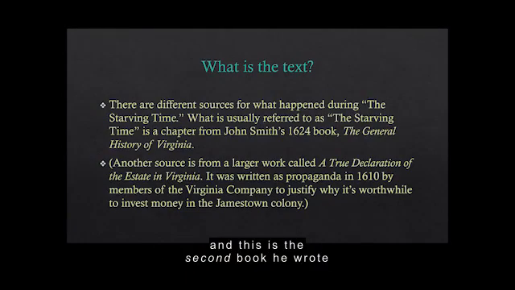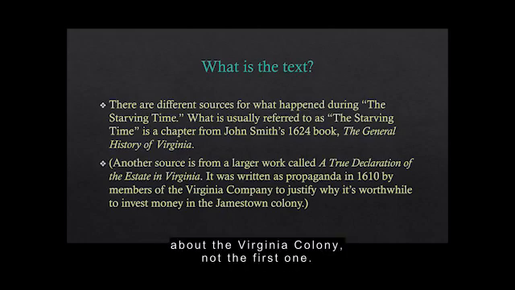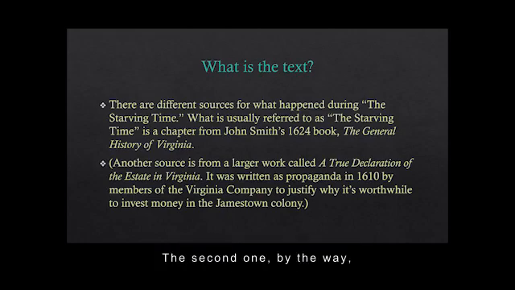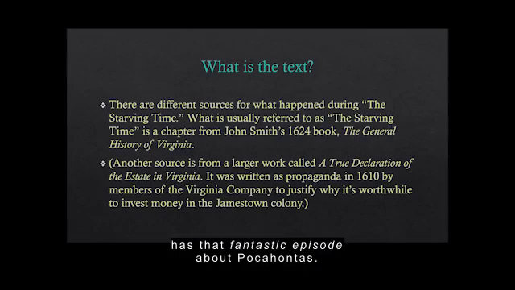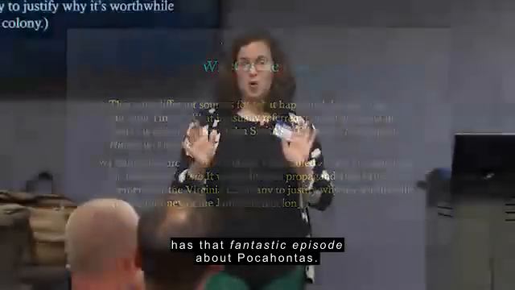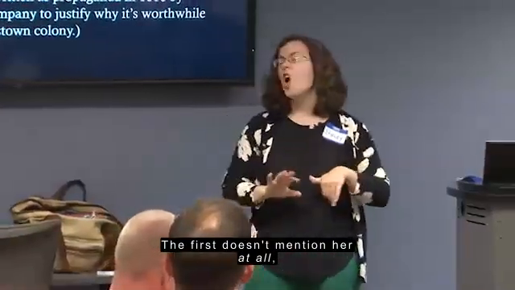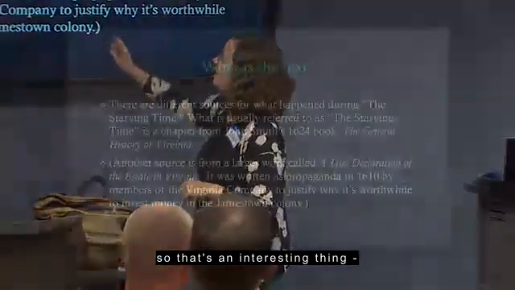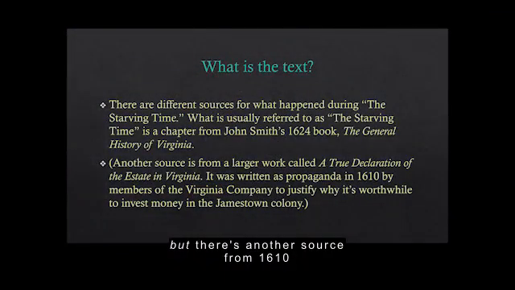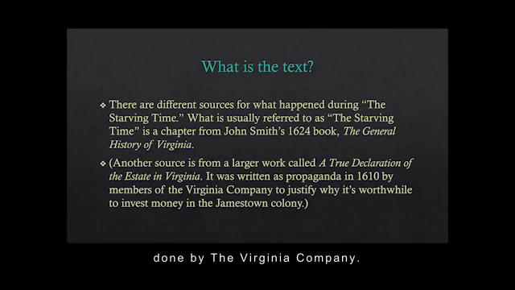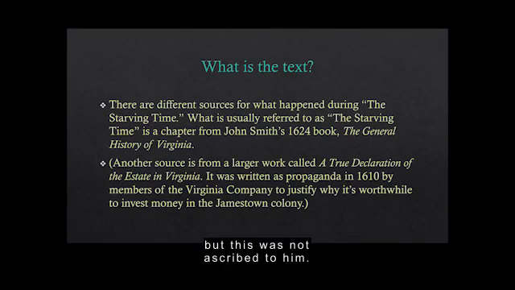And this is the second book that he's written about the Virginia colony, not the first one. The second one, by the way, is the one that has that fantastic episode about Pocahontas. The first one doesn't mention her at all, so that's an interesting thing. But there's another source that's from 1610, so this is even closer to when it happened, done by the Virginia Company. Of course, he was a part of the Virginia Company, but this is just not ascribed to him. A larger work called A True Declaration of the Estate in Virginia.